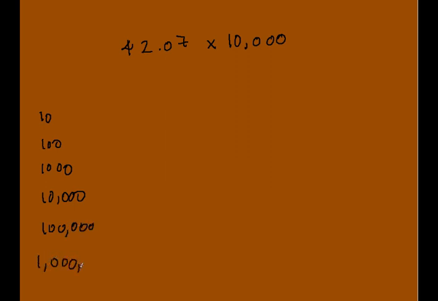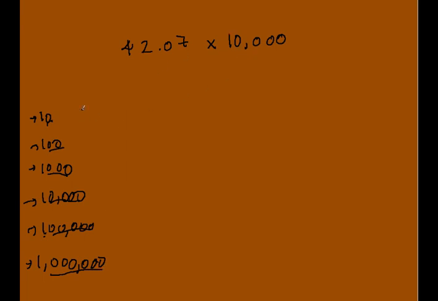So one last example. Let's say that you have 42.07 times 10,000. Whenever you're multiplying by things like this, by 10, 100, 1,000, 10,000, 100,000, a million, a bunch of numbers like this, look at all of these numbers. All they have is 1 as a starting number, then a bunch of zeros. 1, then 2 zeros. 1, then 3 zeros. We have a 1 here, then 4 zeros. A 1 here, then 5 zeros. And a 1 here, then 6 zeros.